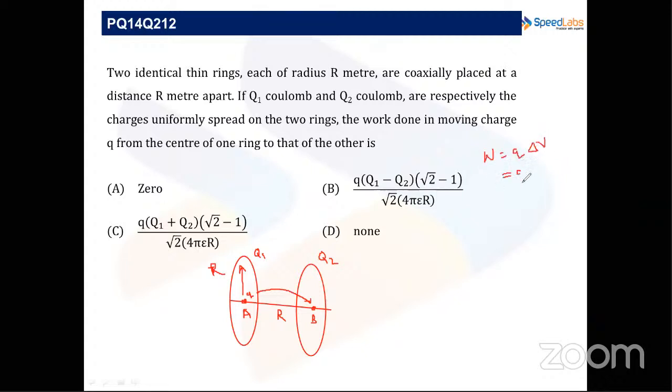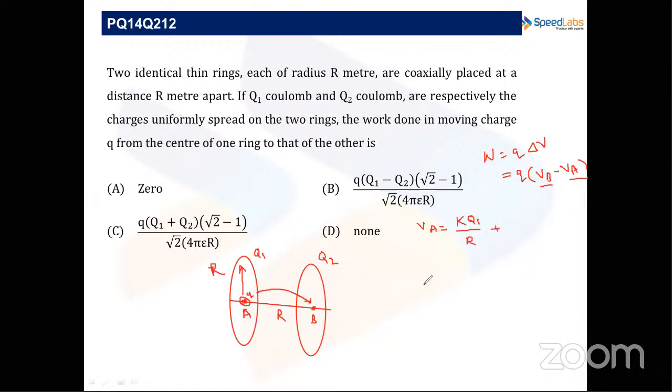So basically q is known, we only need to find V at B. Delta V is final minus initial. So we find V at A, find V at B, subtract, and multiply by q, and we'll get our answer. For V at A, q is kept at the center of ring number 1. The potential at the center from the first ring is kq by r, where q1 is the charge of the ring and r its radius.